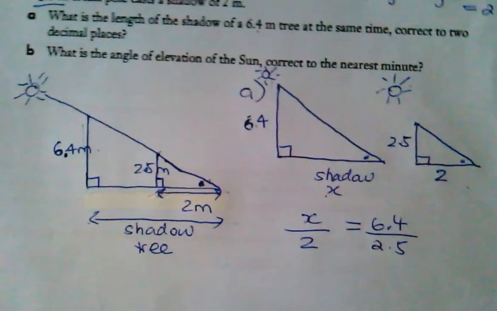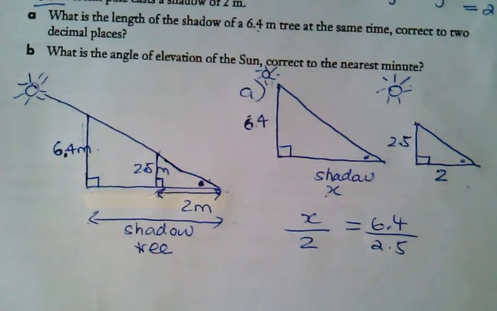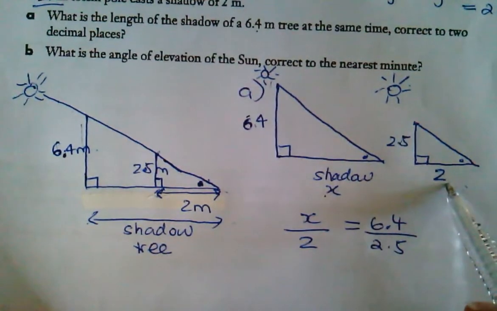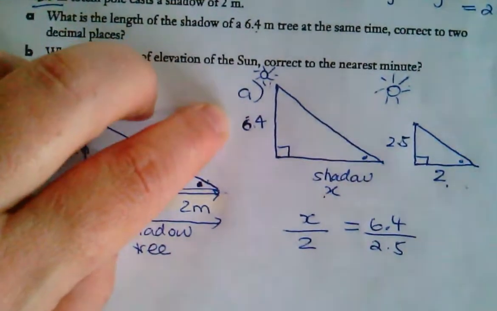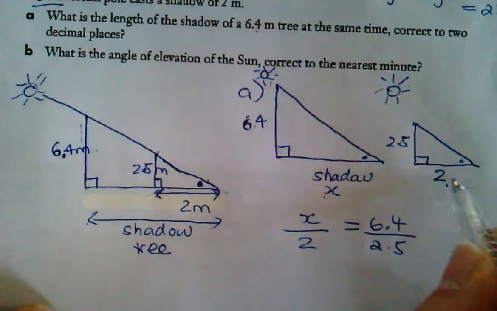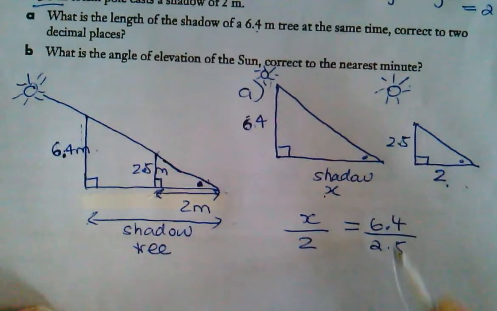Look, remember there are two methods to find X. Scale factors gets complicated and long. I would just set up the ratio, method 2. X's partner is 2 and 6.4's partner is 2.5. So, always do the unknown first. X over 2 equals 6.4 over 2.5.